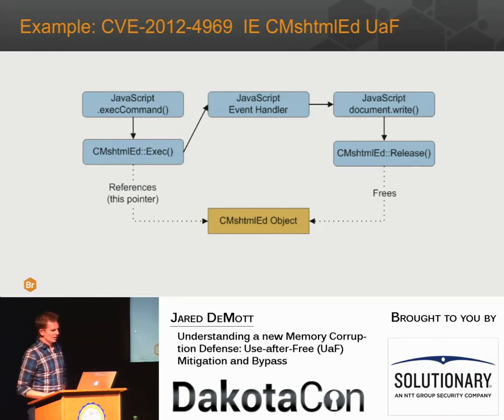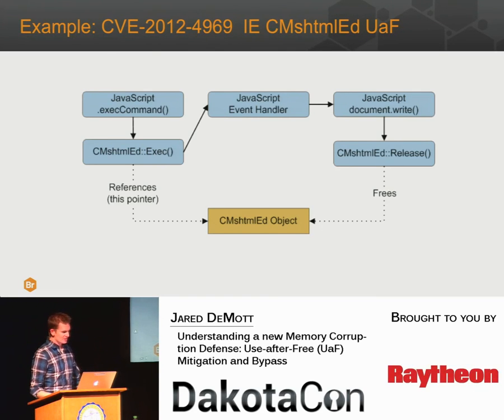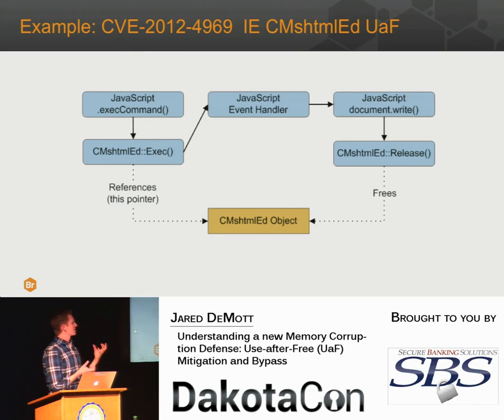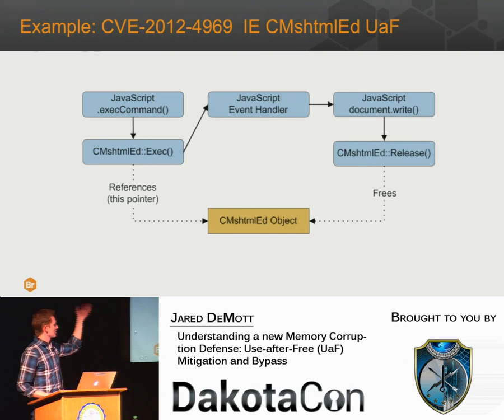There was one a few years back in the CMSHTML ed object, and basically in JavaScript you call this exec command, and it creates this object of a certain size. Doesn't matter really for this point because you could replace it with whatever it was. And then as an attacker, you set up your malicious web page such that an event will get called right away, and then you wipe out the page with this document.write, which is a line of JavaScript code that you can call anytime, and that freed that object. Then when you return from the event handler, you tried to use the object again, not realizing that it had been freed.